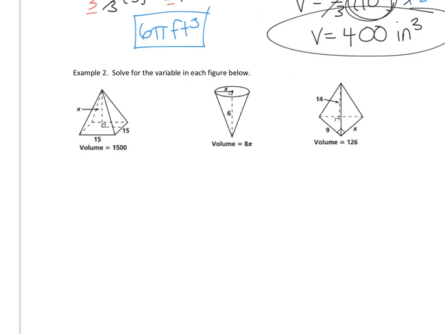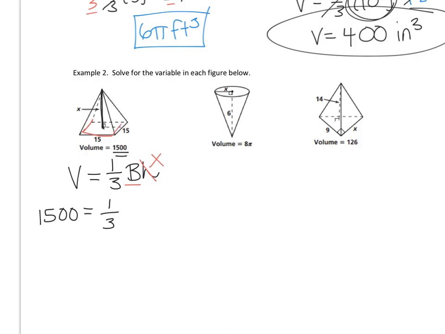Okay, now here, it's solve for the variable in each figure below. So first, what you need to do is write the formula for the shape. So it's 1/3 the area of the base times the height. So if I know the volume is 1500 equals 1/3, I'm trying to find what x is. x is the height. The b is the area of the base.